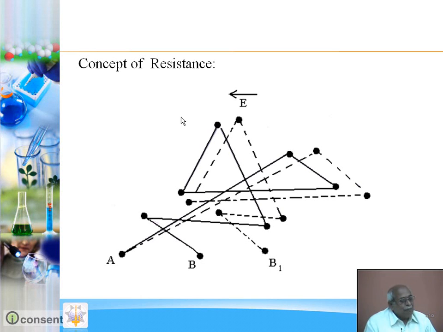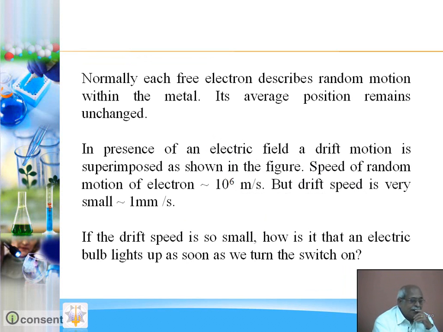So the speed of drift motion is really extremely small, only few millimeter per hour, and speed of random motion is 10⁶ meter per second. You will be surprised if the drift speed is so small. How is it that an electric bulb or any electric appliance works as soon as we turn the switch on?